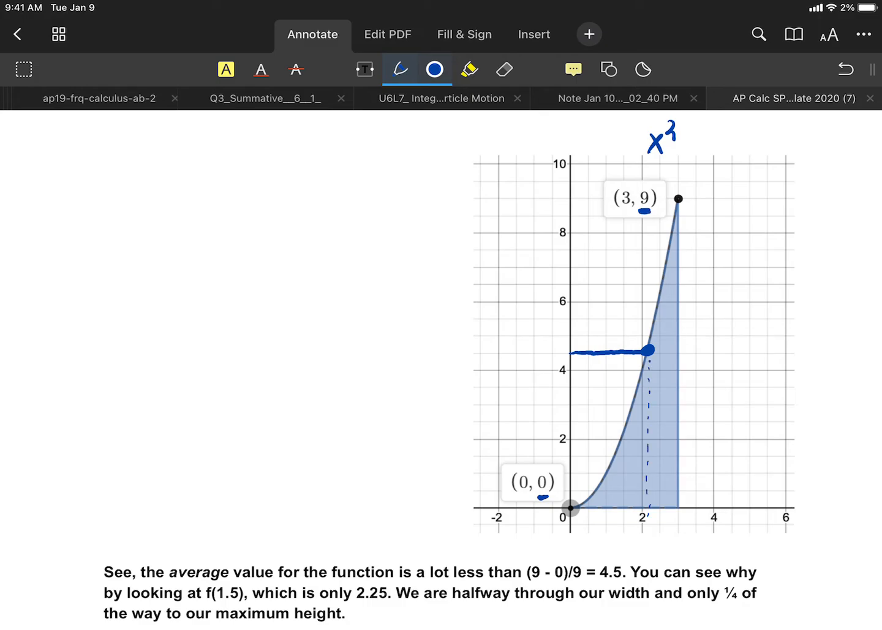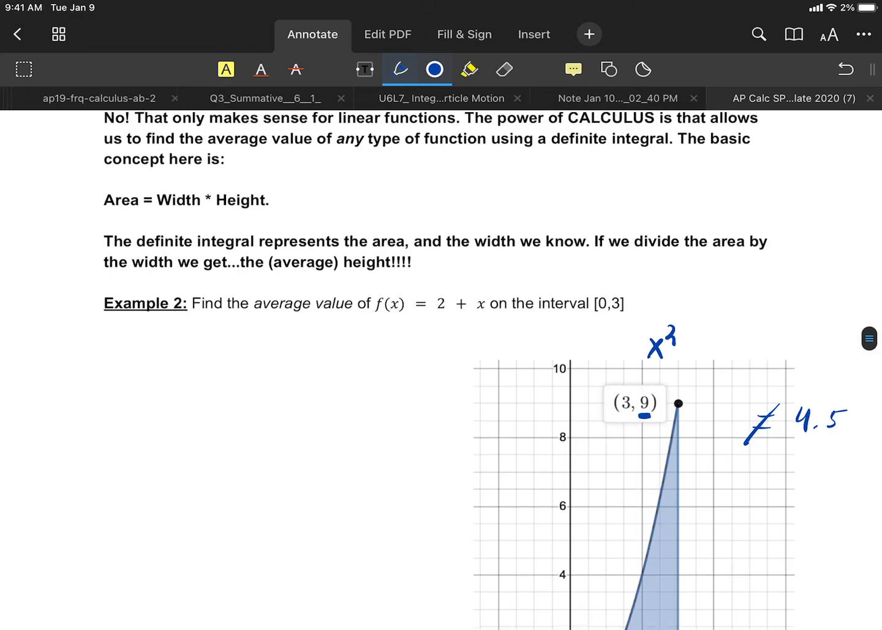We're already past 2. And so this function spends a lot more time at its lower values. So it's about how much time you spend at each value. You cannot just average these, right? So I'm telling you, this answer is not equal to 4.5. We need to use the definite integral.